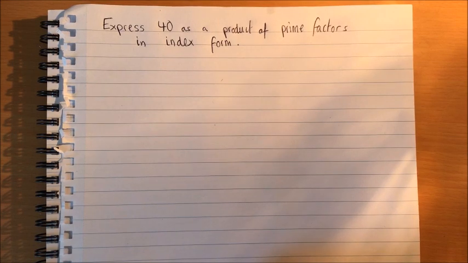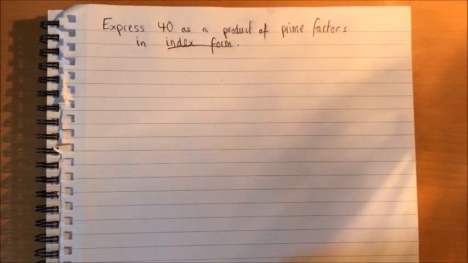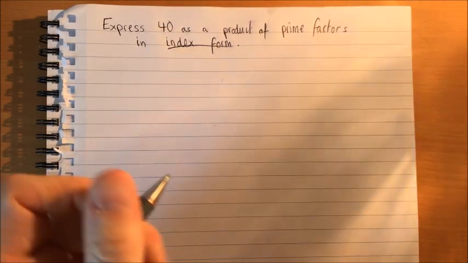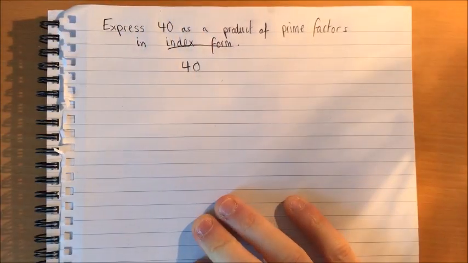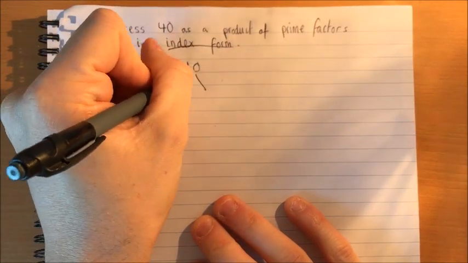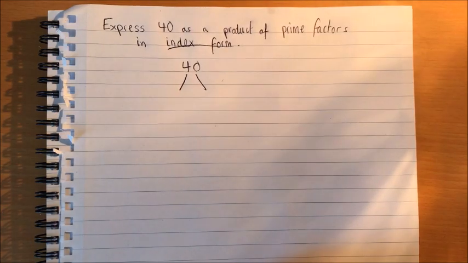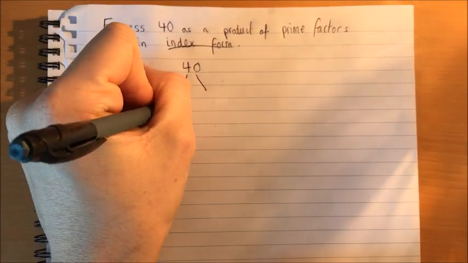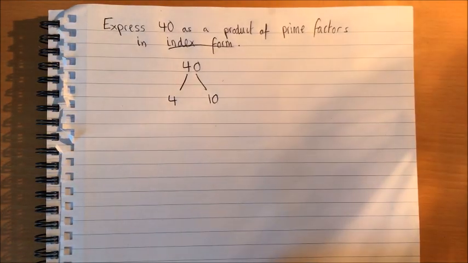Okay, so the first thing I'm going to do is exactly the same as what I did last lesson, and then at the end we're going to take care of this index form part. So 40 is my number. Let's begin my factor tree. I'm looking for two numbers that multiply together to give me 40. It doesn't matter which numbers I choose. Let's choose 4 and 10, because 4 times 10 gives me 40.